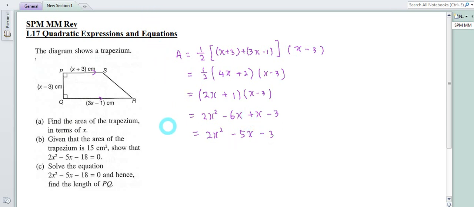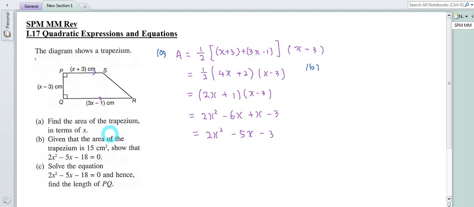Let's go to the second part. Given that the area of this trapezium is 15 square centimeter, we want to show that 2x squared minus 5x minus 18 is actually equal to 0. Okay, so this is part A. I write the part B over here.